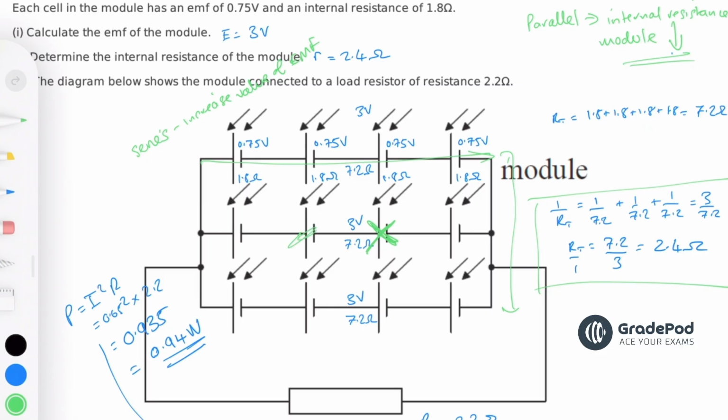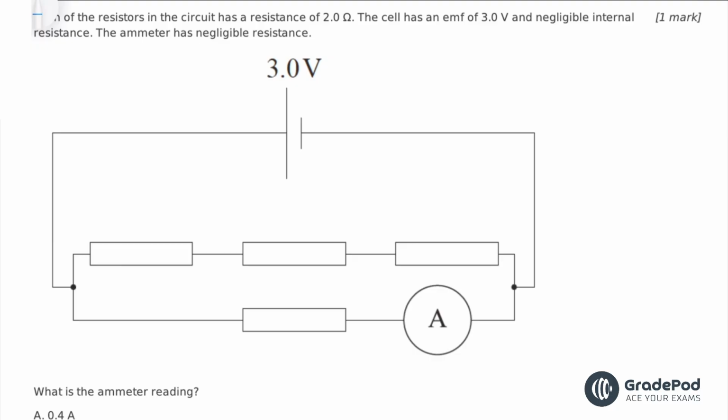It just means that branch doesn't work, which means the resistance goes up, but the module still works. So 3 reasons. Series is good because you can increase the value of the EMF of the module. Parallel is good because you decrease the internal resistance of the module, which means you dissipate less wasted power through the internal resistance. And if one of the cells loses power or breaks, the module will still give out the same value of EMF.